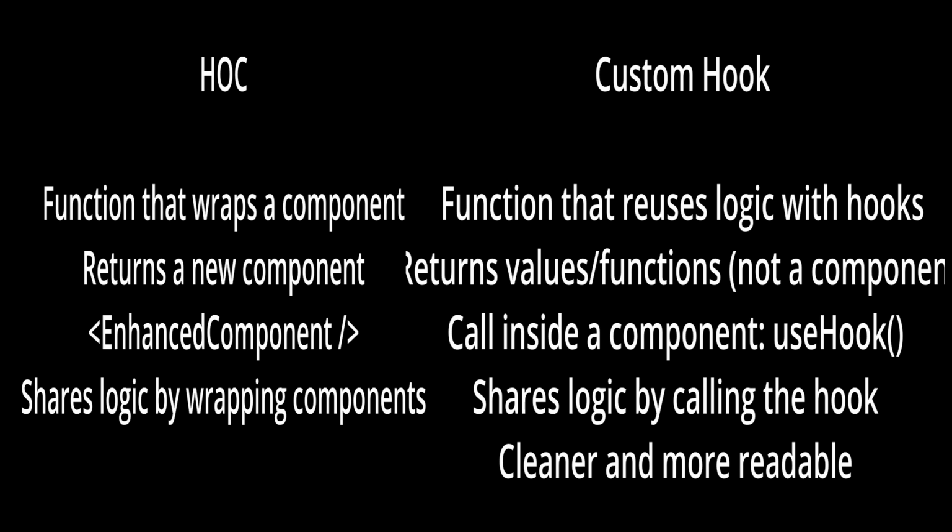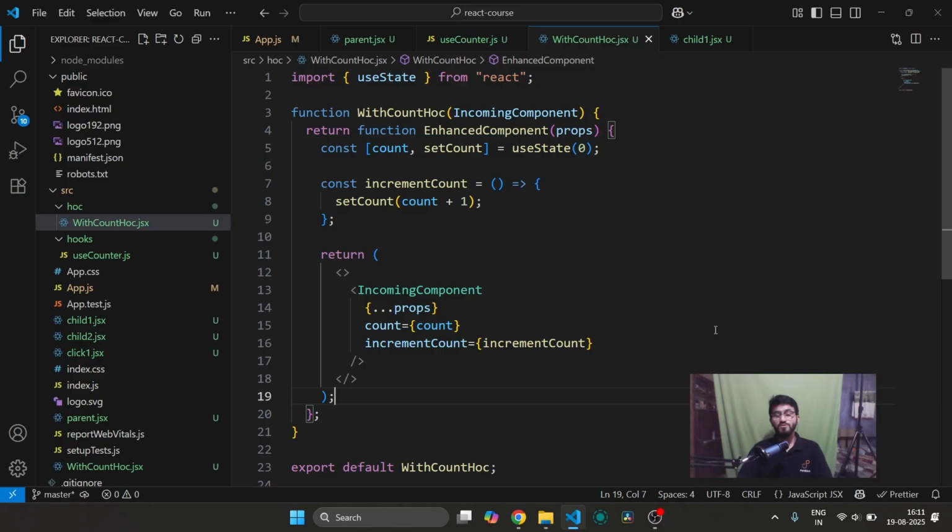HOC returns a new component. Custom hook returns a state or the functions, not a component. HOC shares the logic by wrapping the components, while custom hook shares the logic by calling the hook. HOCs are quite difficult to read, while custom hooks are cleaner and more readable. The main use of HOCs is while creating a theme, authentication wrapper, like this. I hope you got the main difference between HOCs and custom hooks.